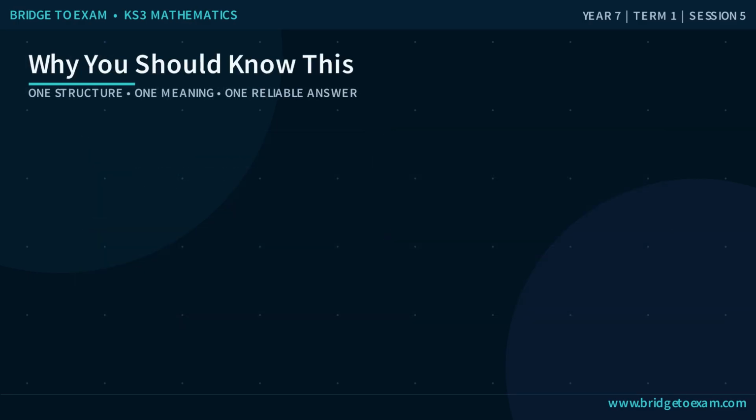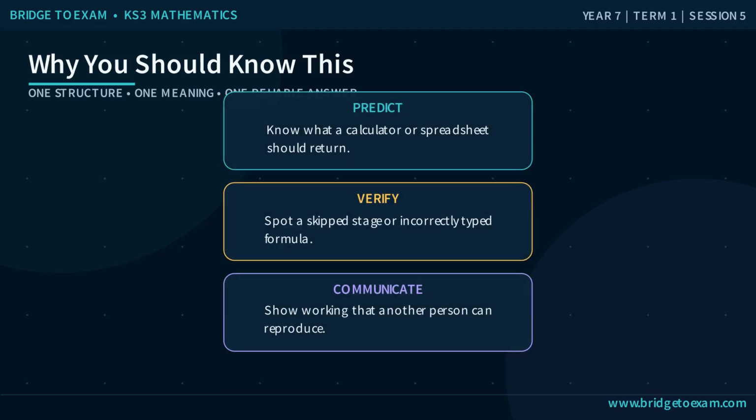Why should you know this? BIDMAS lets you predict what a calculator should return, spot a mistyped formula, and show working that another person can follow. It also prepares you for algebra, where an expression must keep its structure when letters replace numbers. Without an agreed order, one line could have several answers. With BIDMAS, the answer is unambiguous and can be checked one stage at a time.